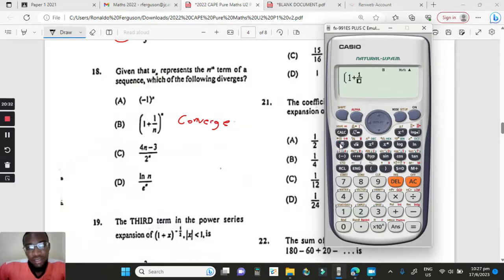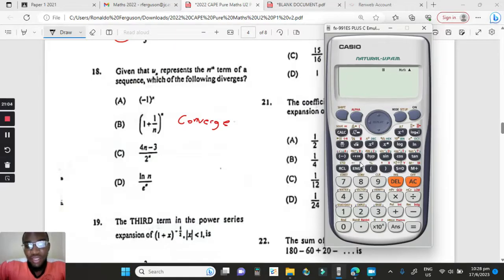Take 1 over a big number like 50 or 5 million, raised to the 5 million. 1, 2, 3, 4, 5, 6 zeros. Now I make sure I put the power in with 6 zeros. 1, 2, 3, 4, 5, 6, 7, 6 zeros. So you notice it converged to e. This one converged to e.